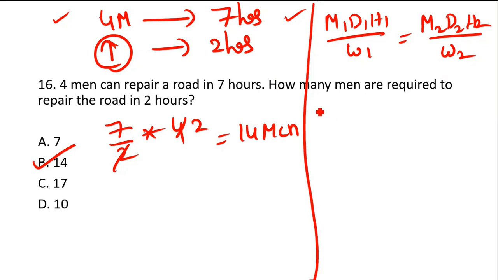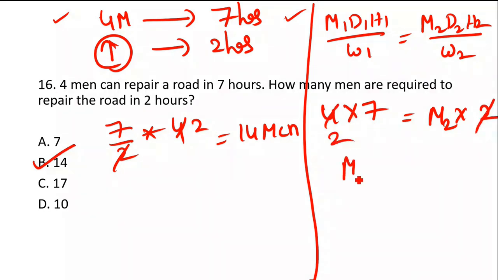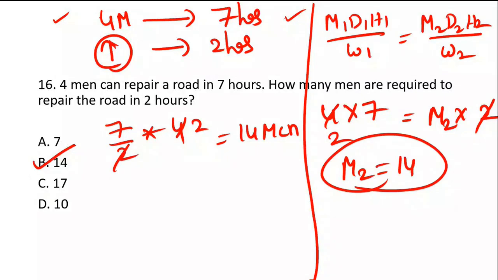So take one set as case 1, another set as case 2. Case 1, 4 men are taking 7 hours and you don't know how many men are required. They are taking 2 hours. So M1 D1 H1, M2 D2 H2. M2 is nothing but 14. Okay. So in that way also you can solve.